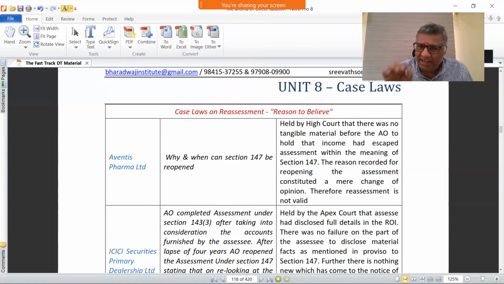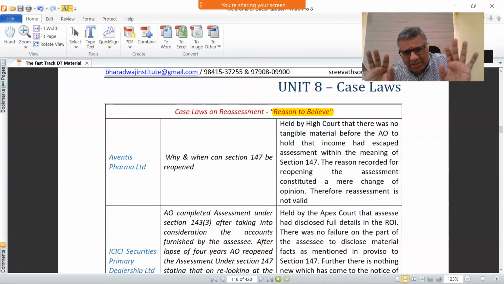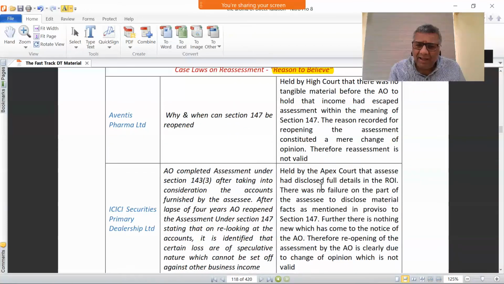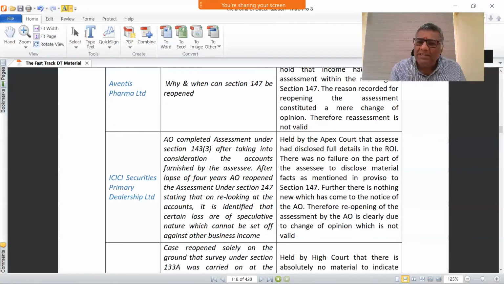Avanti's Forma. Reason to believe is the main case law. Held by the High Court, there was no tangible material before the assessing officer to hold that income has escaped assessment. The reason recorded for reopening constitutes a mere change of opinion. Therefore, reassessment is not valid. ICICI Primary Securities.